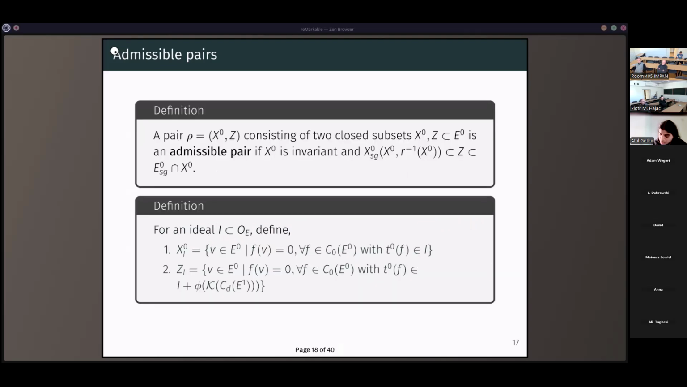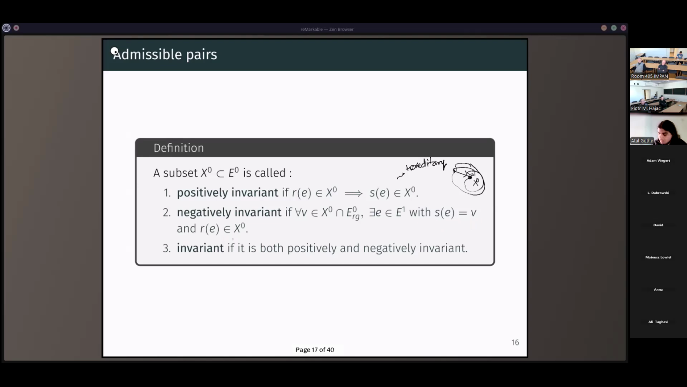So these admissible pairs are the opposite of hereditary and saturated subsets; they are complements of them. Exactly for directed graphs, they are the complements of hereditary and saturated subsets, if you are aware what those mean and what they are. But here, this definition is sufficient.